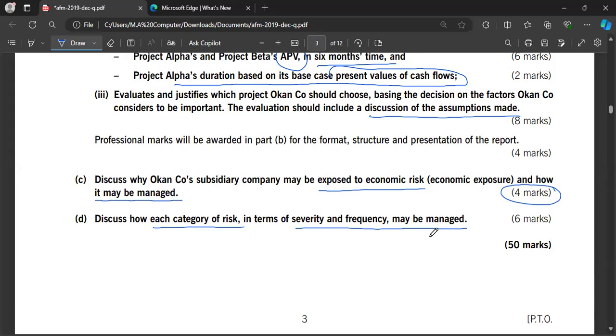Guys, I will say this is the best question, covering your APV, your forex along with hedging, and in this question you are going to have a discussion on the duration topic. So very important question.